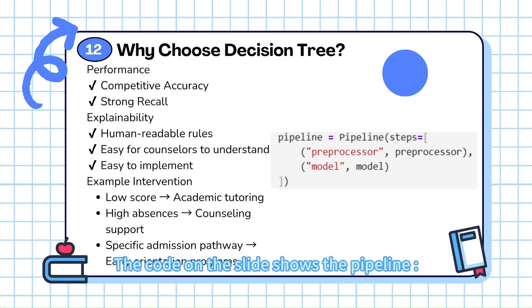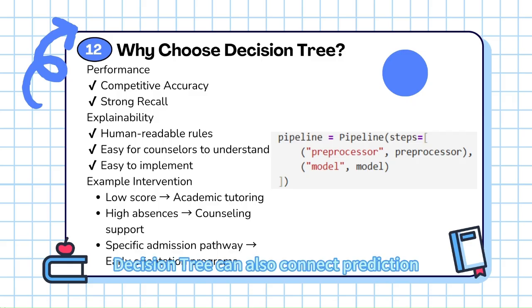The code on the slide shows the pipeline. This means every model uses the same processing steps before training. Because all models use the same pipeline, the comparison is fair.